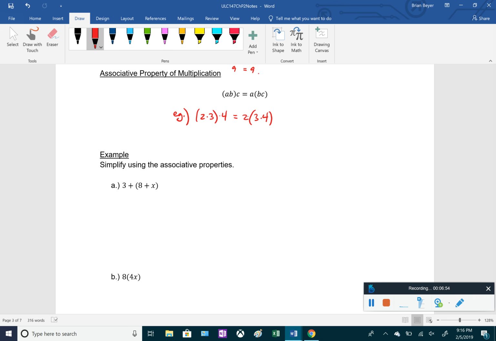So on the left-hand side, 2 times 3, parentheses first, we get 6. Right side, parentheses first, we get 3 times 4 is 12. 6 times 4 we know is 24, and so is 2 times 12.